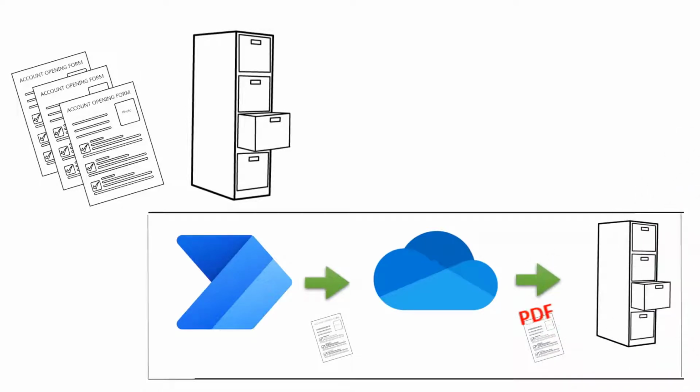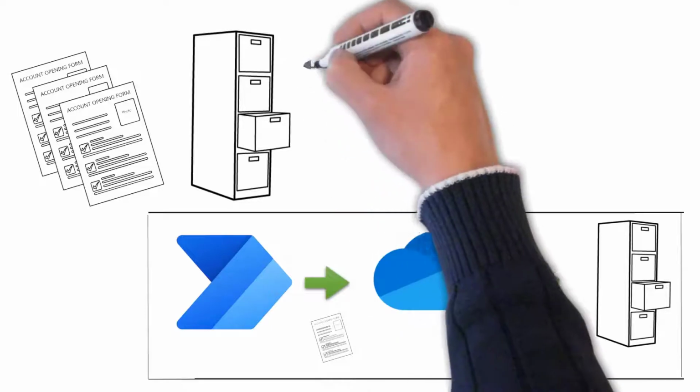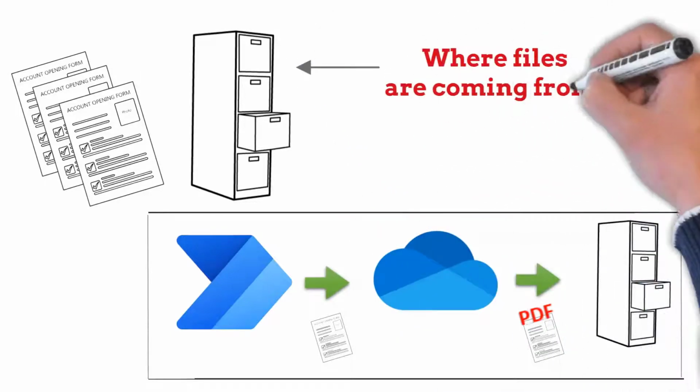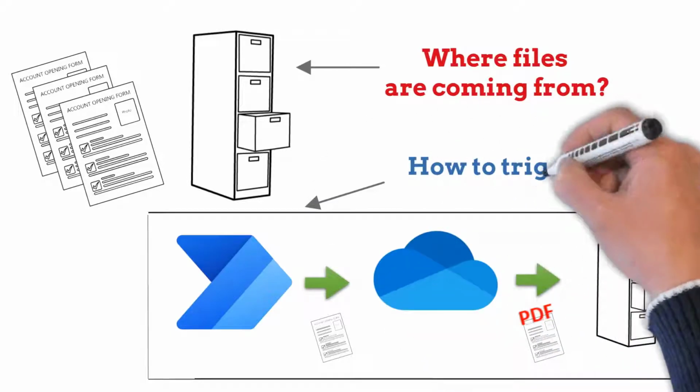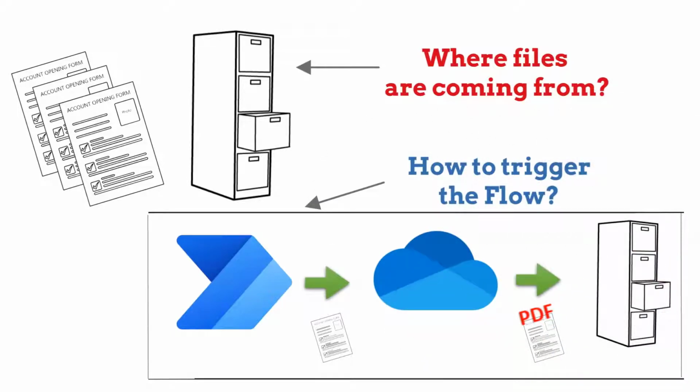What we need to identify is where the files are coming from. Are they uploaded files, new files, attachments in an email, and how to trigger the flow process. Should they run immediately, at the end of the working day? Do you want to start the conversion yourself, etc.?